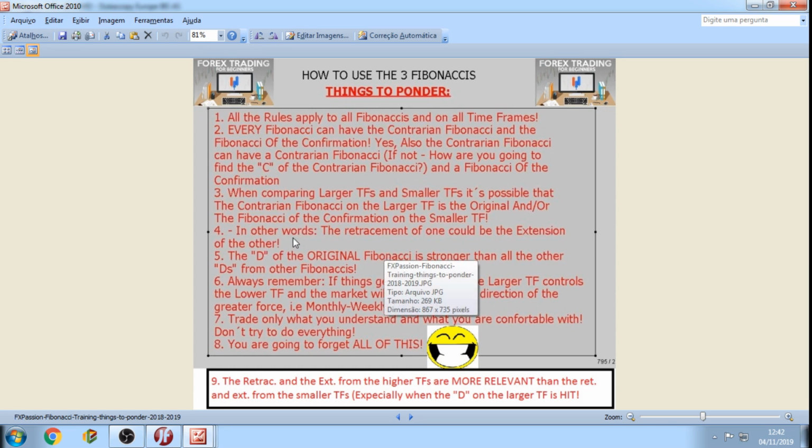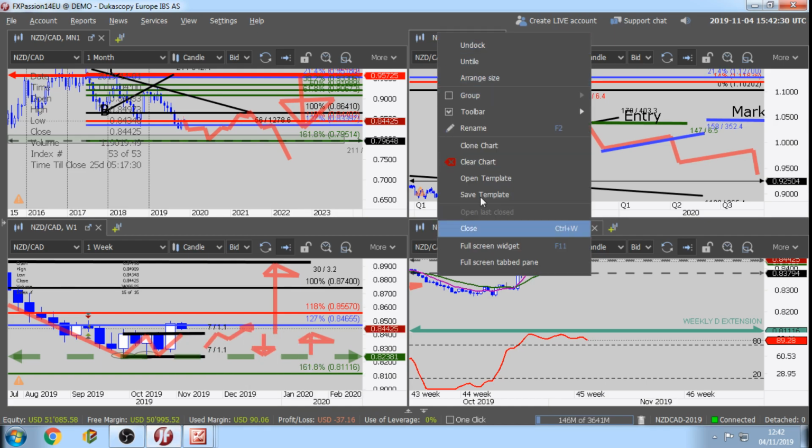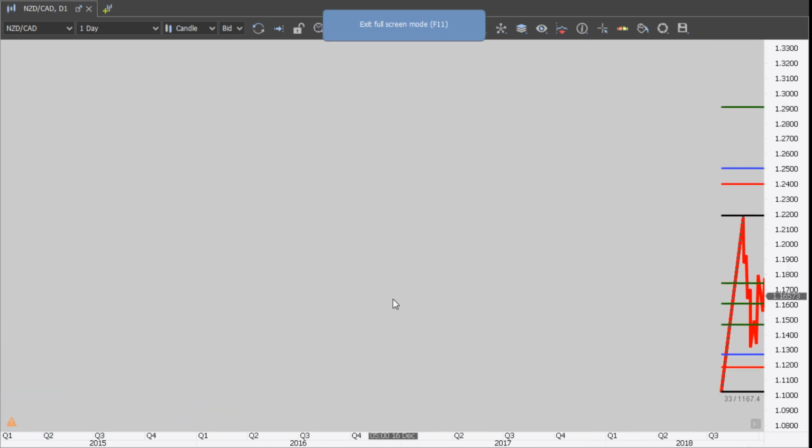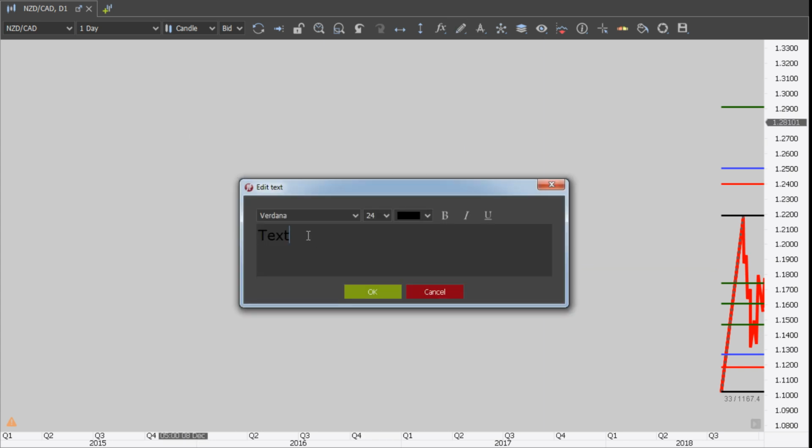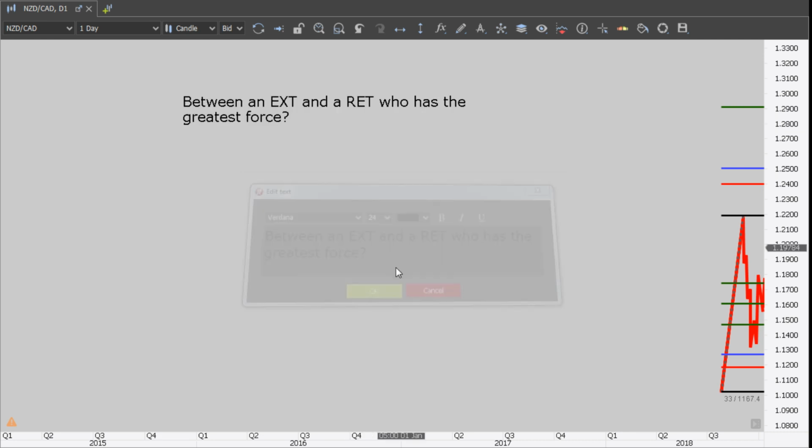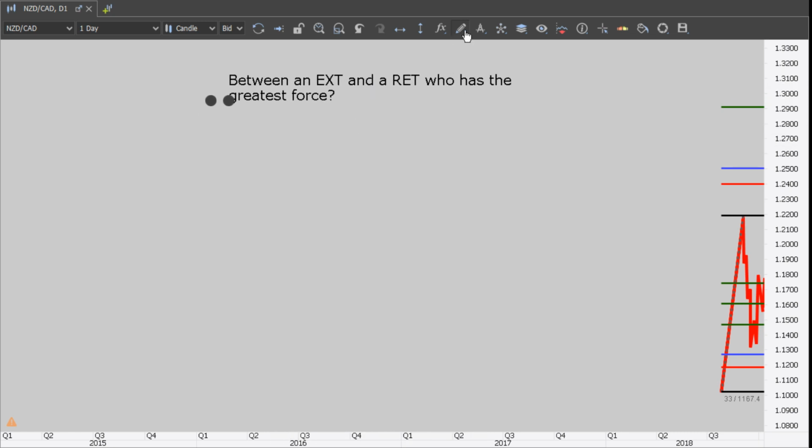Number 4. In other words, the retracement of the one could be the extension of the other. Okay, so let's try to understand this. Between an extension and a retracement, who has the greatest force? Everybody, between an extension and the retracement, who has the greatest force?